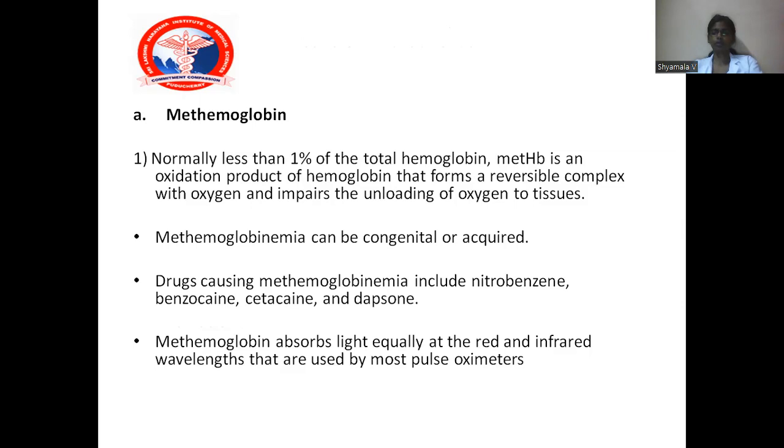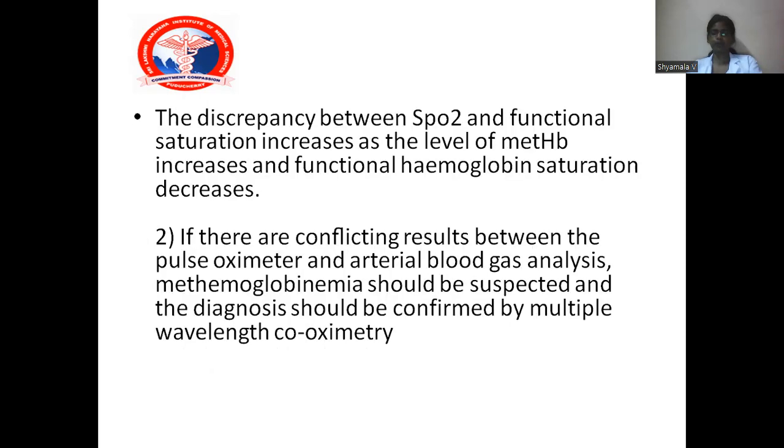Acquired methemoglobinemia can be caused by drugs like nitrobenzene, benzocaine, and dapsone. Methemoglobin absorbs light equally at the red and infrared wavelengths, which are used by most pulse oximeters. The discrepancy between SpO2 and the functional saturation increases as the level of methemoglobin increases.